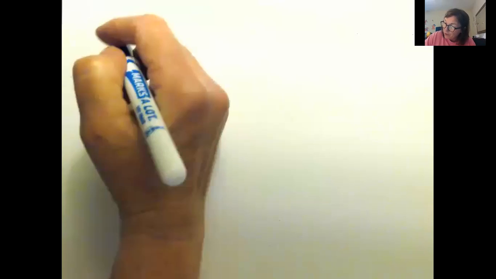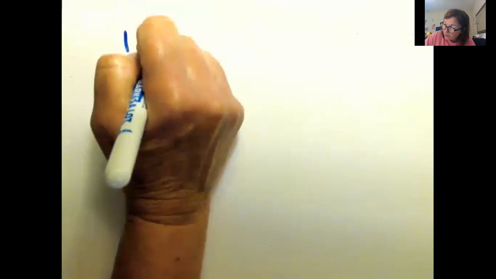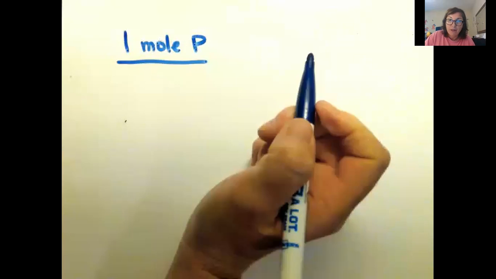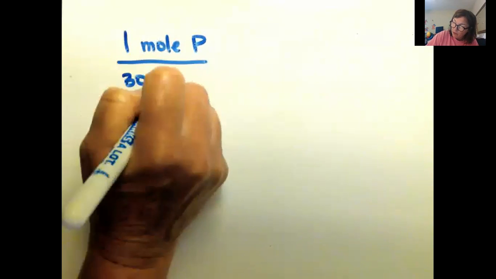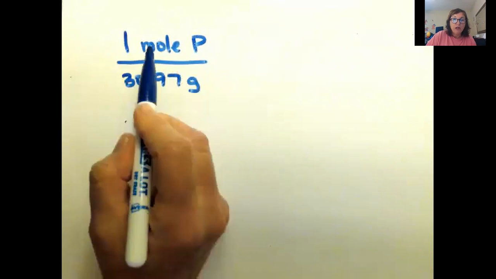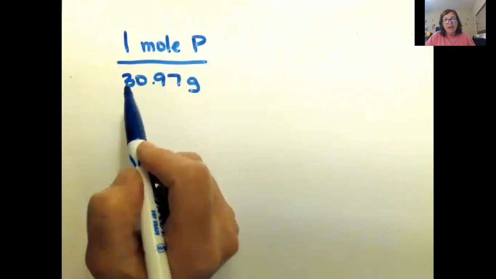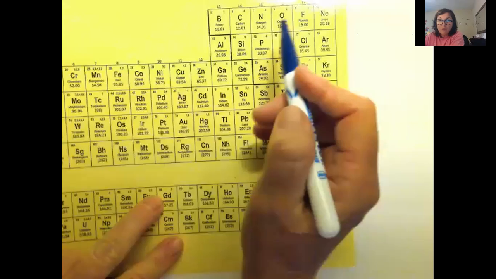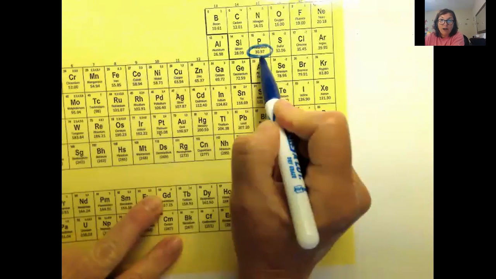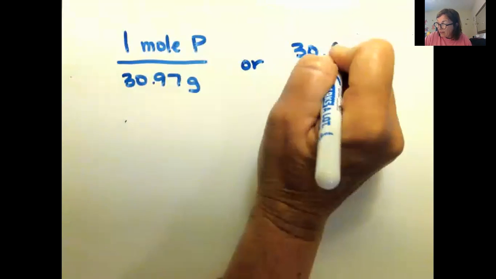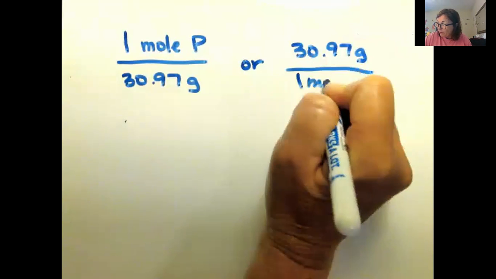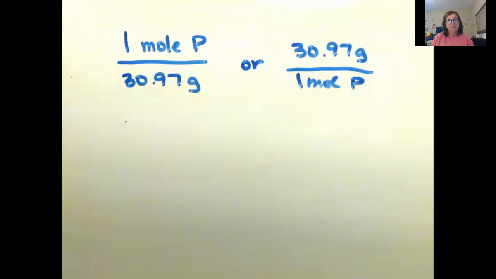So basically, we say this. Now, we'll say 1 mole of phosphorus is equivalent to 30.97 grams. We're not using AMUs, okay? So you look on your periodic table and you find phosphorus, which is right here, 30.97. So 1 mole of phosphorus equals 30.97 grams. Or I could say there are 30.97 grams in 1 mole of phosphorus. It's an equivalent statement, just like before.